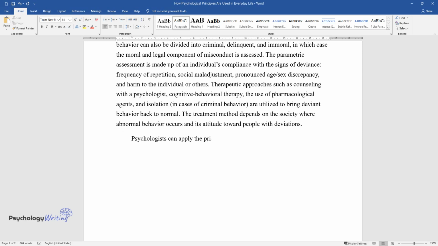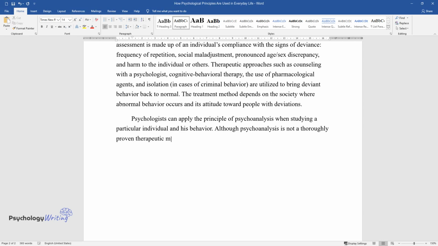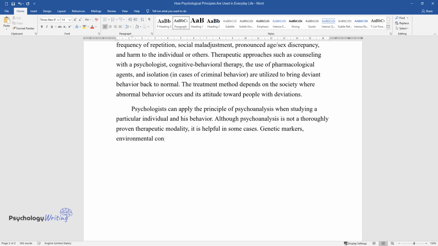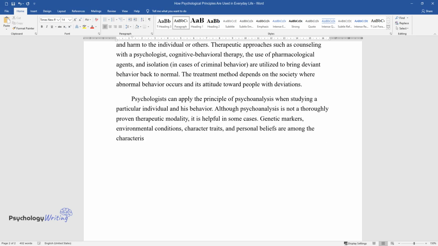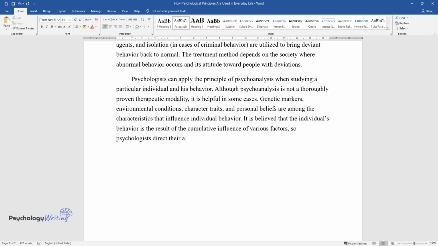Psychologists can apply the principle of psychoanalysis when studying a particular individual and his behavior. Although psychoanalysis is not a thoroughly proven therapeutic modality, it is helpful in some cases. Genetic markers, environmental conditions, character traits, and personal beliefs are among the characteristics that influence individual behavior. It is believed that the individual's behavior is the result of the cumulative influence of various factors, so psychologists direct their activities in such a way as to take them into account.